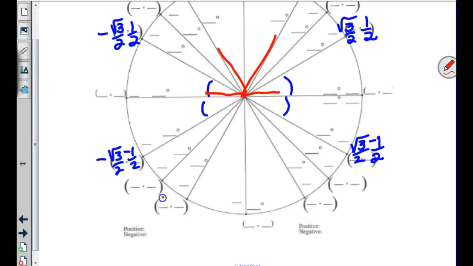Down here, it was over to the left 1/2 and down square root of 3 over 2. So they're both negative. And over here, it was left 1/2, I'm sorry, right 1/2 and down square root of 3 over 2. Almost put my sign wrong there. That one should just be positive.